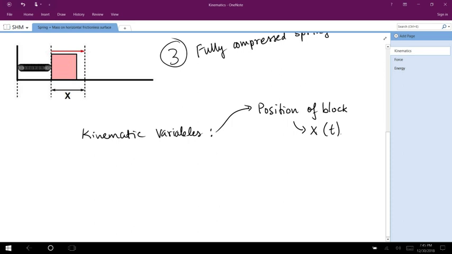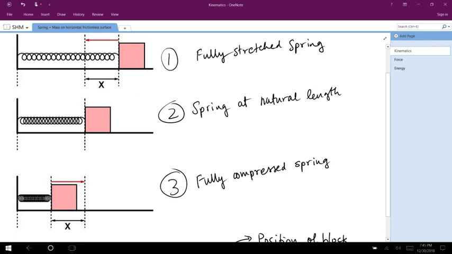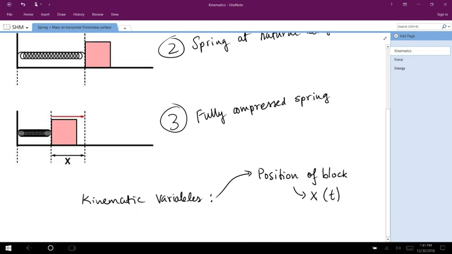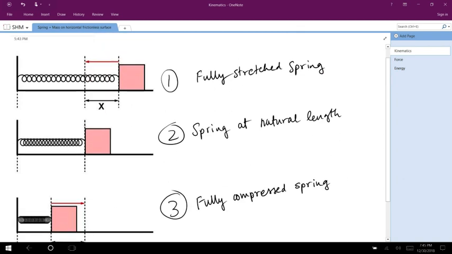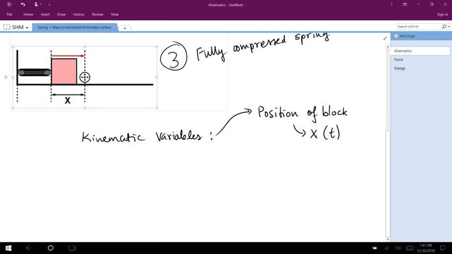As you can see, in these 3 situations, x, which is the position of the block relative to where the spring was not contracted, at its natural length, is changing with time. So the position of the block is a function of time, x as a function of t.